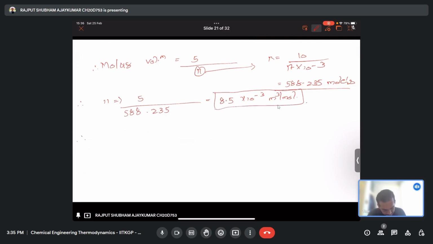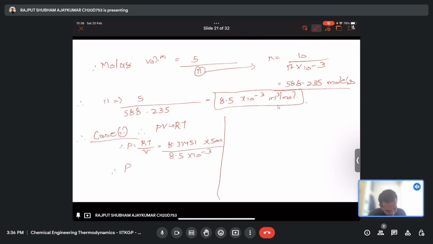Now the first case, so we will type case 1. We have two different cases. The first one is using the ideal gas equation, PV equals nRT, therefore P equals RT by molar volume. R is 8.31451 into 500, divided by the molar volume, 8.5 into 10 to the power minus 3.